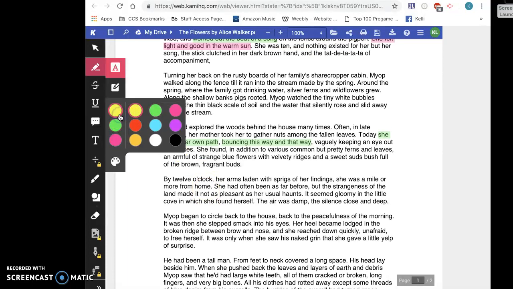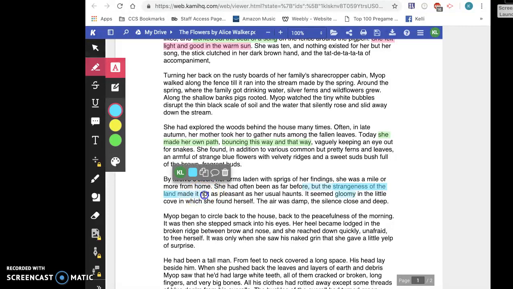Hold up. We've got some kind of shift happening here. This land is different. It's strange. It's not as pleasant as her usual haunts. It's gloomy.